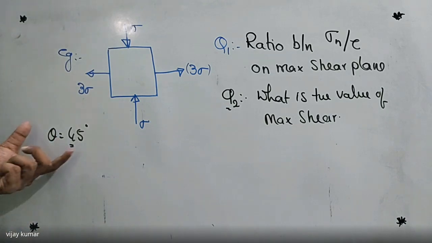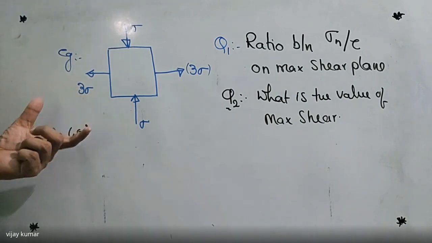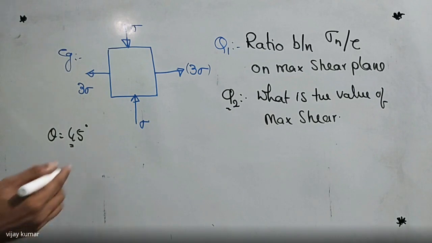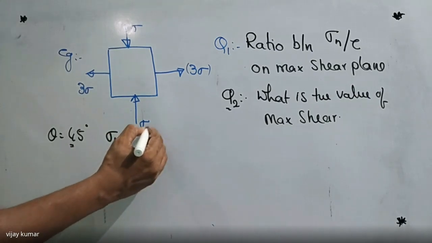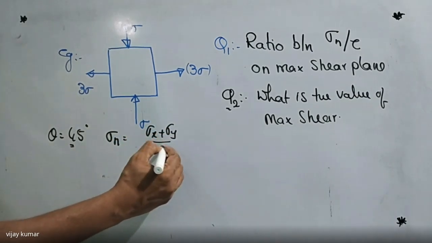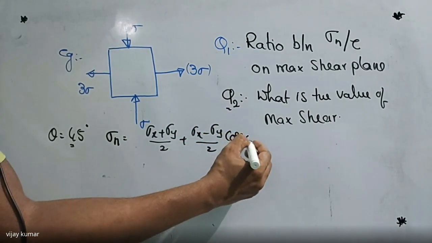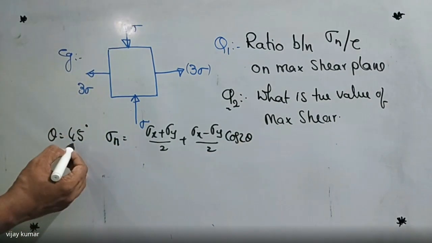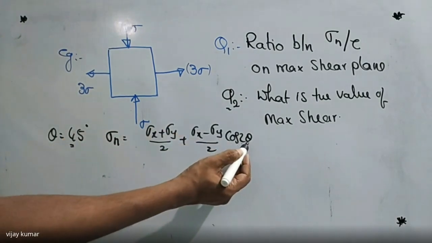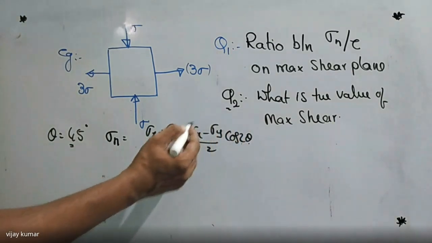But here I already explained in the last class how to calculate the principal plane and the maximum shear plane in different cases. So it is biaxial. In case of biaxial, what is the formula for normal stress? Normal stress is equal to (sigma x plus sigma y)/2 plus (sigma x minus sigma y)/2 into cos 2 theta. Now, if you substitute theta is equal to 45, then 2 into 45 becomes cos 90. Cos 90 is how much? 0.